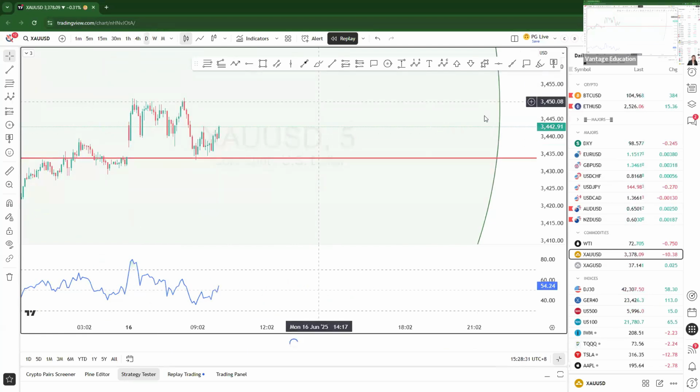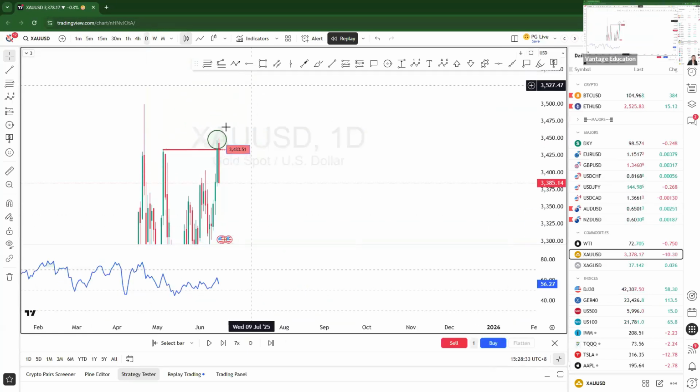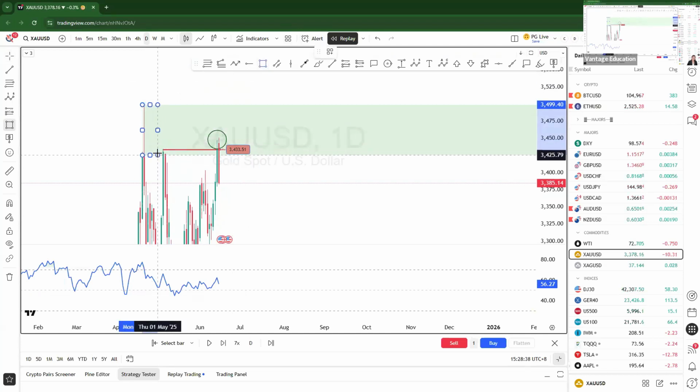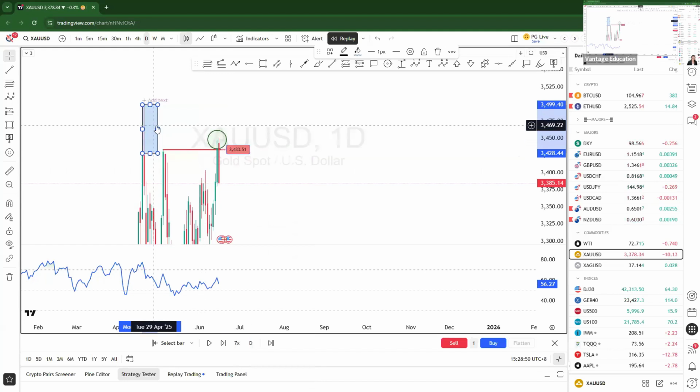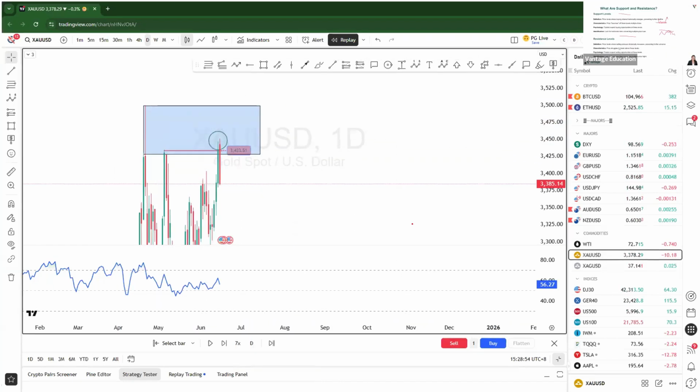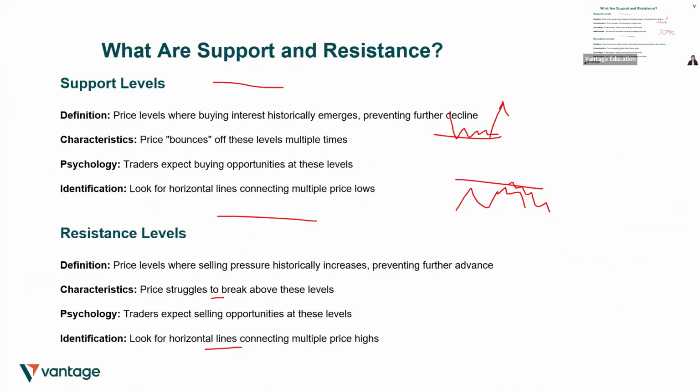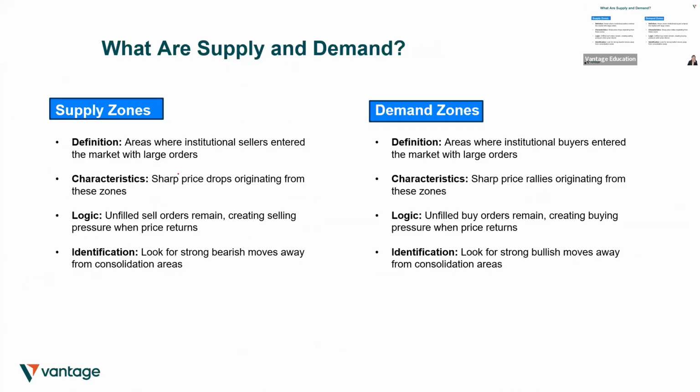Okay, don't forget to note that this is the wick and the body. I will come back here later. I think I should come back here later to explain more on this, my box. I'll come back to explain this later. Let me just finish off the support and resistance first. Okay, now I'm going to move on to supply and demand.